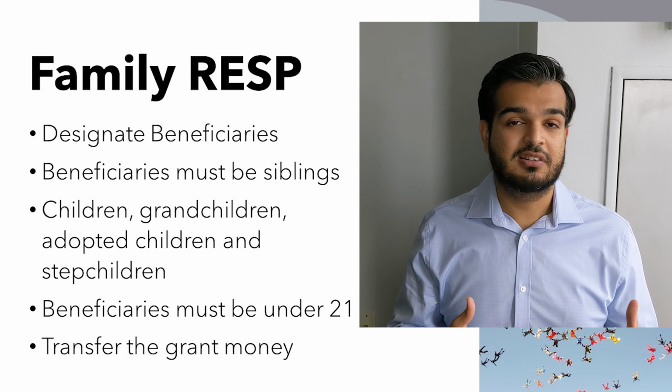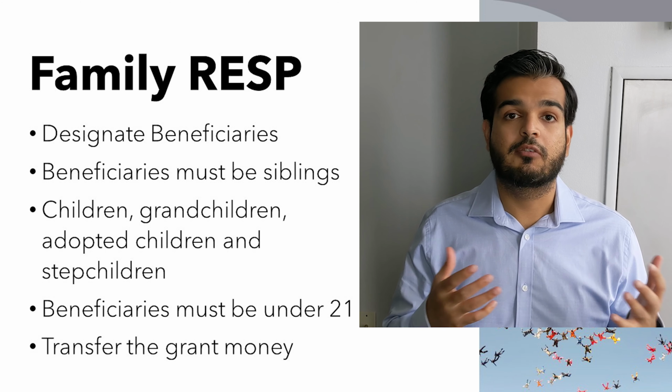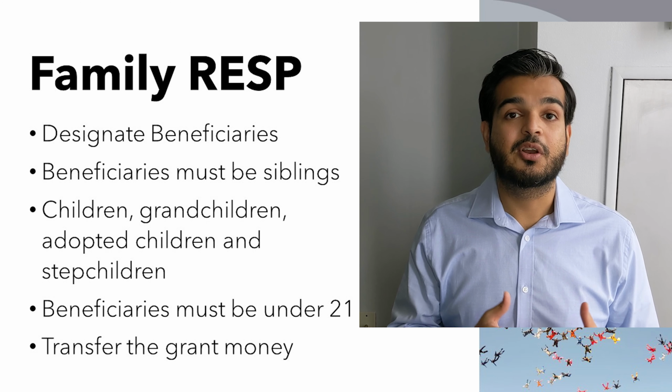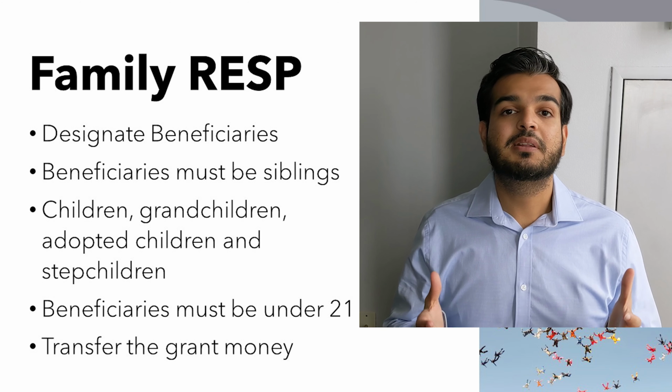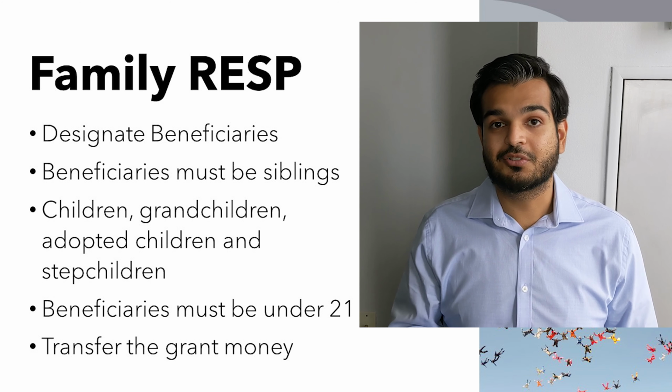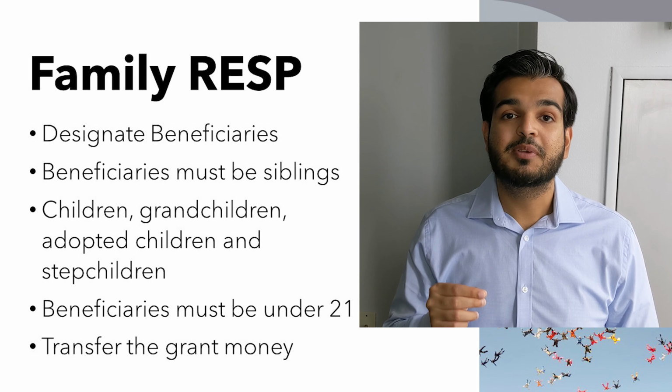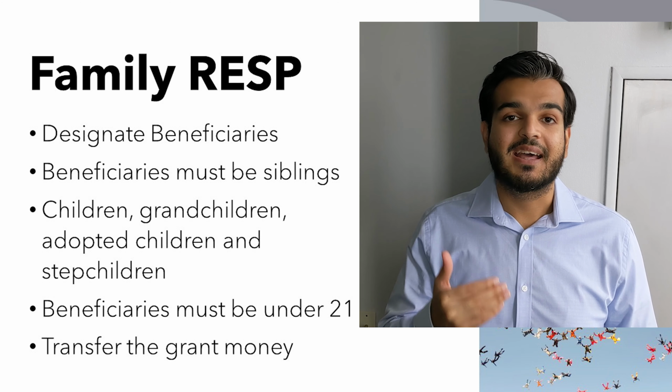And if the eldest child decides not to go to post-secondary school for whatever reason, under certain circumstances, the grant money can be transferred to other beneficiaries. And you don't have to split the payments evenly among the children. However, the beneficiaries must be under the age of 21 in order to be added to this plan.